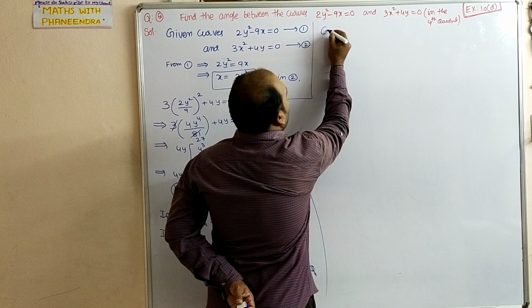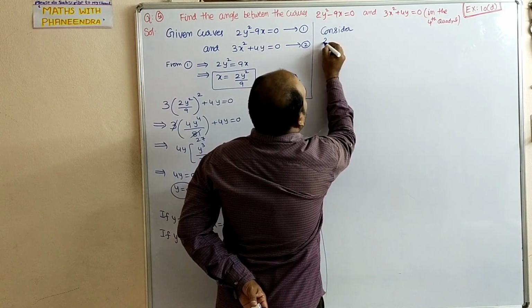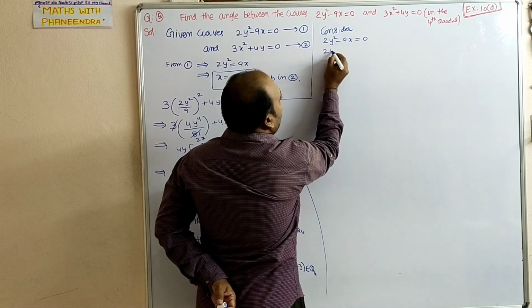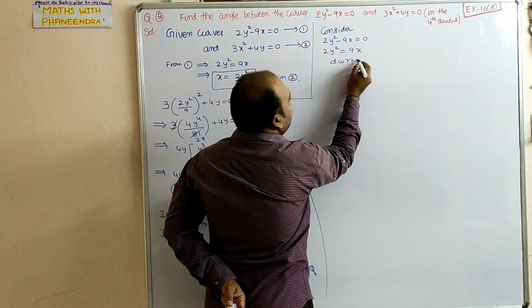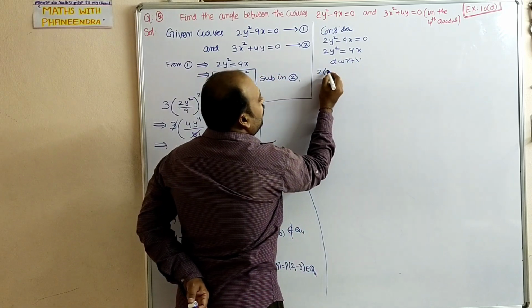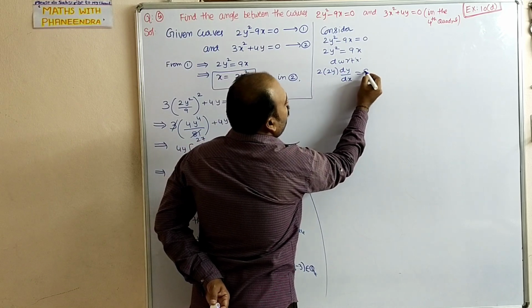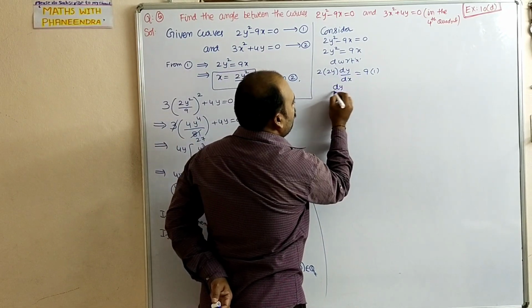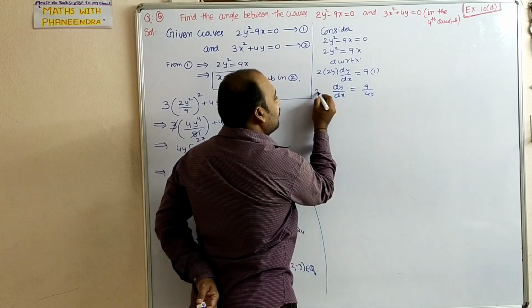So now consider the first curve, 2y square minus 9x equal to 0. So 2y square equal to 9x. Differentiate with respect to x. 2 into y square derivative is 2y into dy by dx, equal to 9 into x derivative is 1. But I want dy by dx. So dy by dx equal to 9 by 4y. This is the first curve slope.